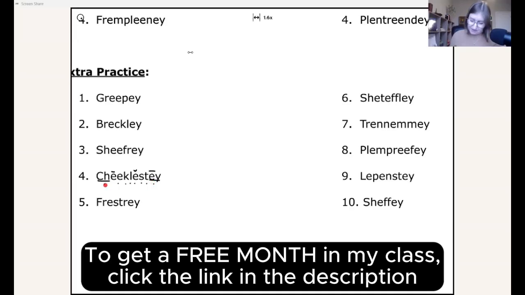Let's do successive blending. Chee, cheek, cheekle, cheekle, cheekless, cheeklest, cheeklesty, cheeklesty. How did you do on that one? Y or A? Yes or almost for cheeklesty?